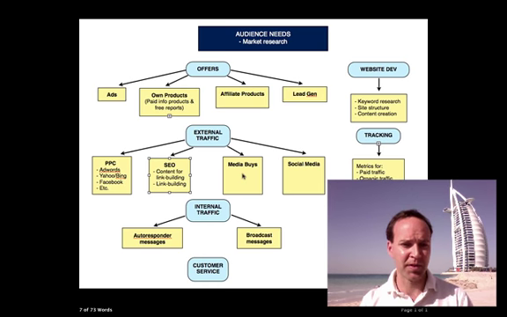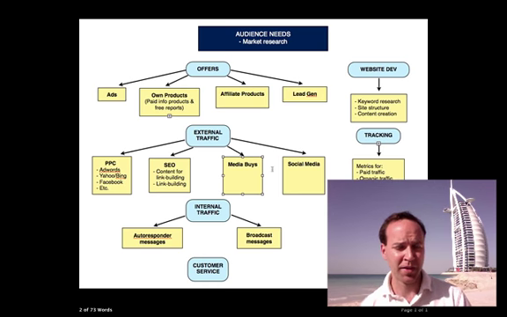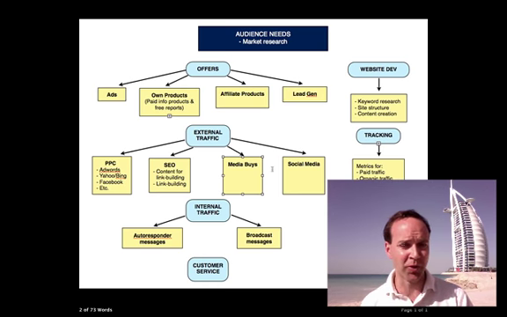The third type of external traffic is media buys. That's also paid traffic, but in this case, you're going straight to the website owner and you're negotiating how much you're going to pay per click. You're providing them with banners or with text ads, and you're actually making a purchase directly from the website owner or from an ad network.